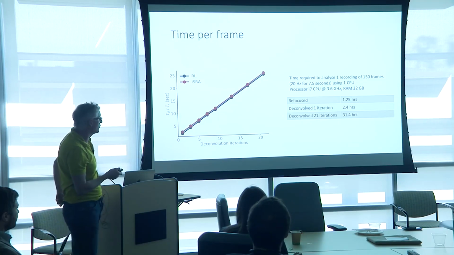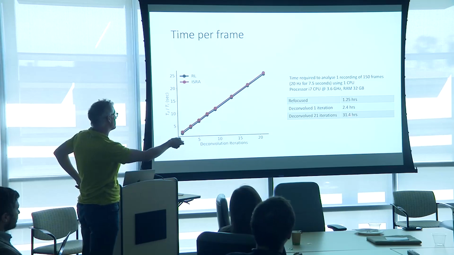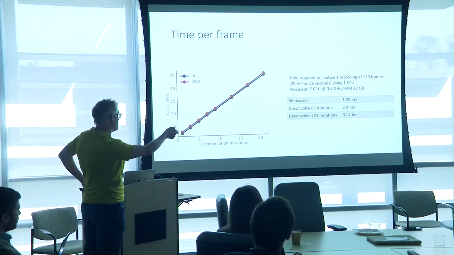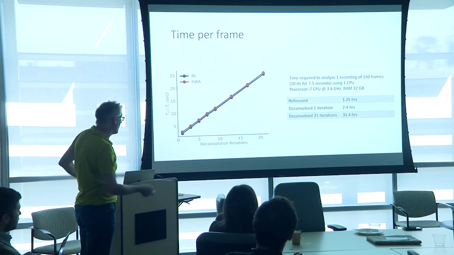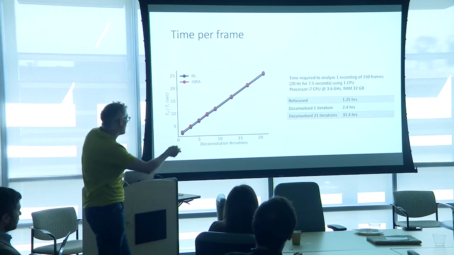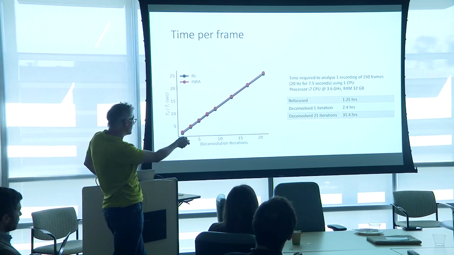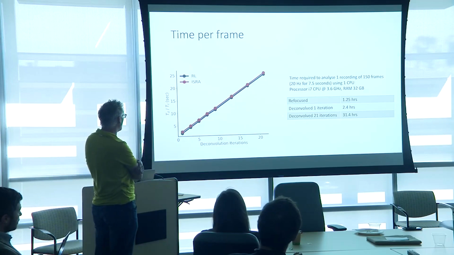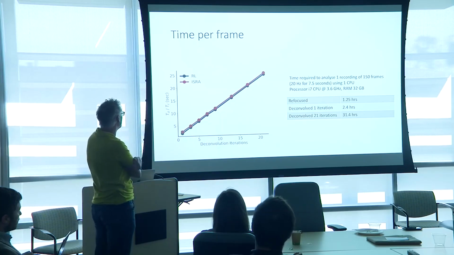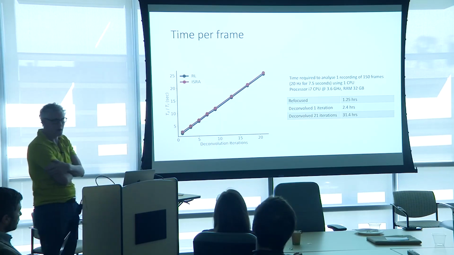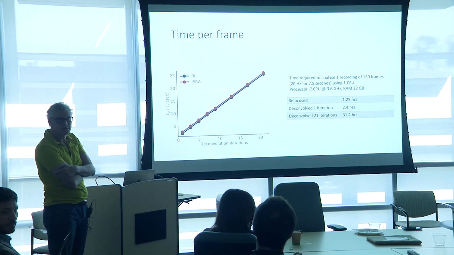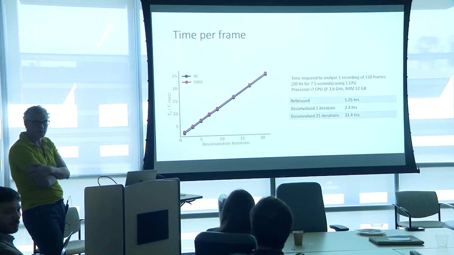This is the time to analyze one recording of 150 frames using a particular computer spec. If you just wanted to do the refocusing we talked about before, that takes over an hour. But deconvolution for 21 iterations, and you may not need to go that far, takes around 31 hours or so. That's similar whether you use the Richardson-Lucy or the ISRA deconvolution algorithm. Is this coded up in Python or C? It's in Python, in fact.